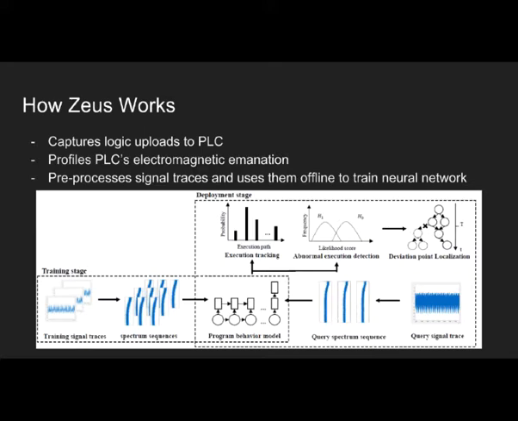Here's a visual of how it works. One important thing to notice, which I'll talk about later, is that it takes the time domain training signal traces and converts them to spectrum sequences, which are in the frequency domain. The reason they do that is because they found that the time domain is very noisy, and the frequency domain gets rid of a lot of that noise. Here they build a model, and in the deployment stage, the model is ready to use in real time, and it gets the query signals. Basically, it's able to determine whether there are abnormalities in the control flow, and if there are, it'll alert the user.